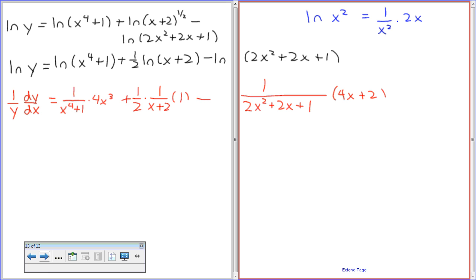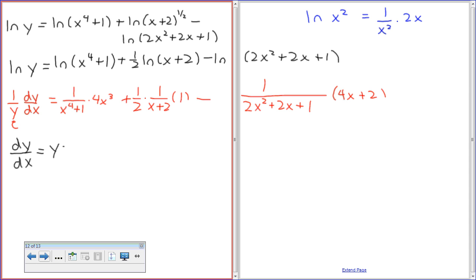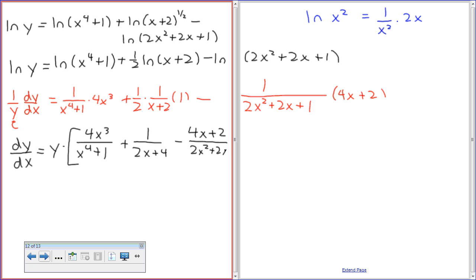The dy over dx just means f prime. This is the thing that's a little bit messy, that 1 over y, because we don't normally have that. So I'm just going to neaten this up. I'll do it in a different color. dy over dx equals y, which is the original equation, times 4x cubed over x to the fourth plus 1, plus 1 over 2x plus 4, minus 4x plus 2 over 2x squared plus 2x plus 1.